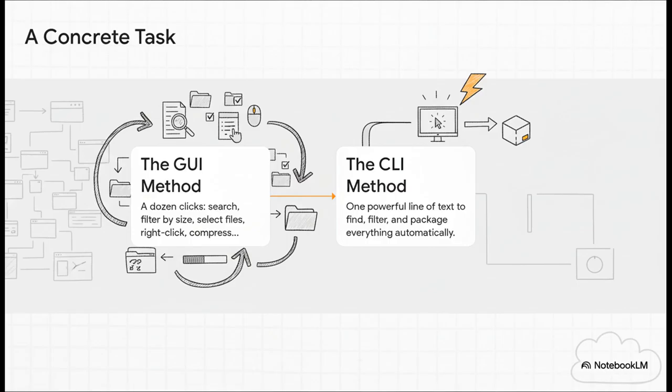With a GUI, you're clicking and clicking, opening folders, searching, filtering by size, selecting. You're looking at a dozen or more clicks, easy. Now look at the CLI. It's that one single powerful line of text. That, right there, is the difference between doing manual labor and pure automation.